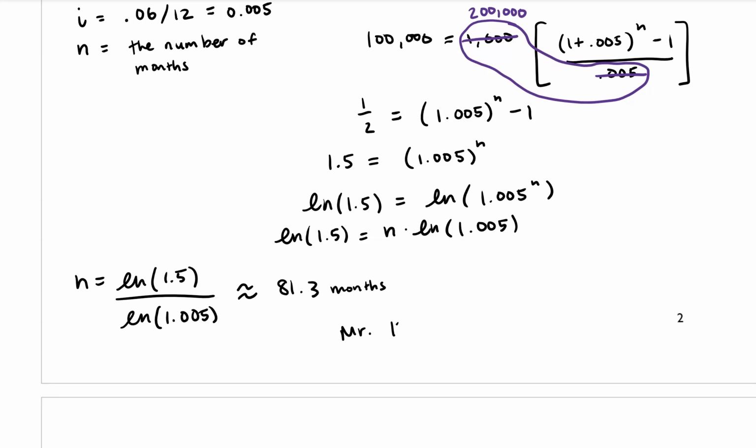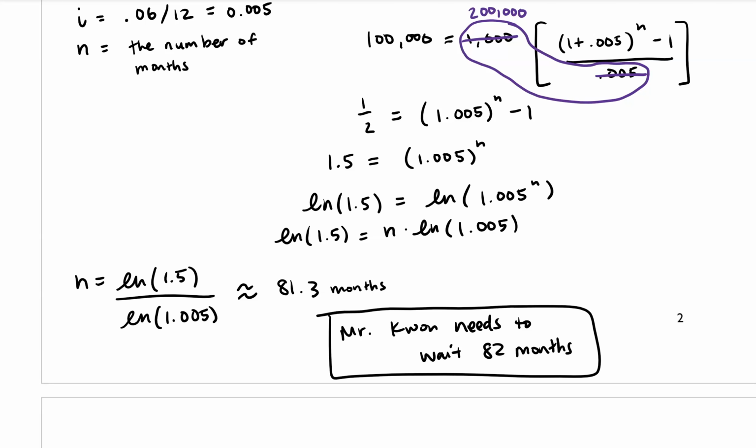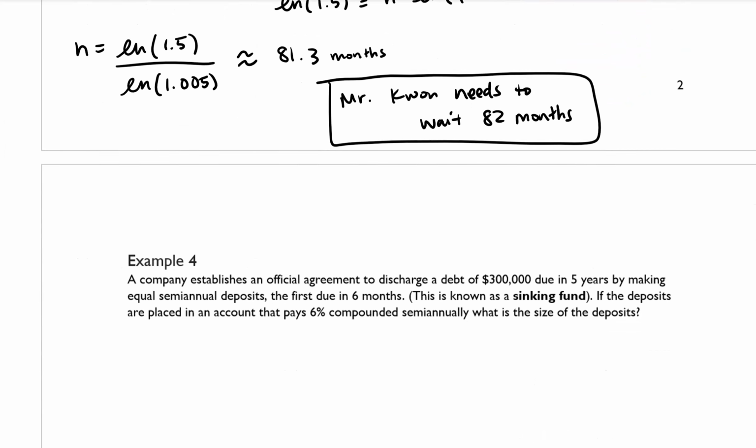So Mr. Kwan needs to wait 82 months. That's a long time. Gotta put my boba dreams on hold.